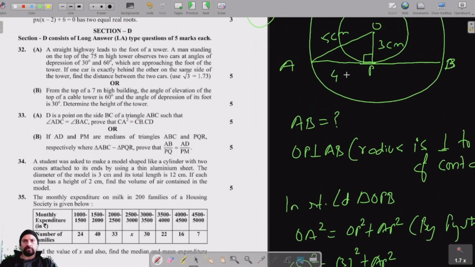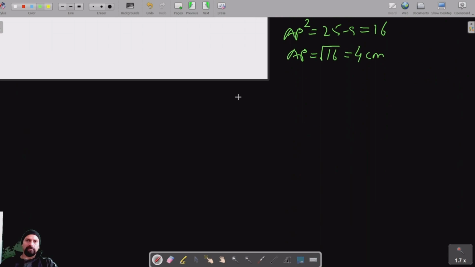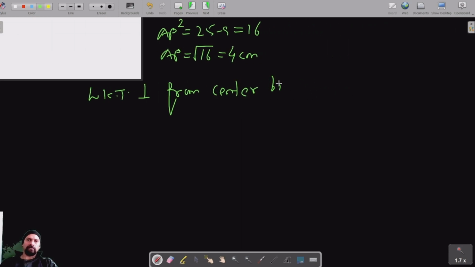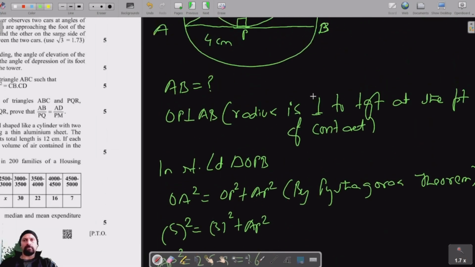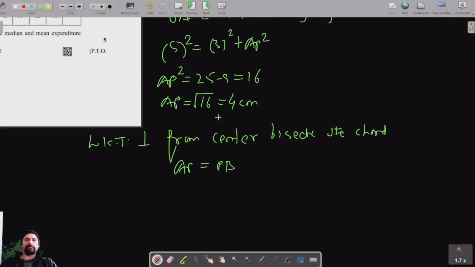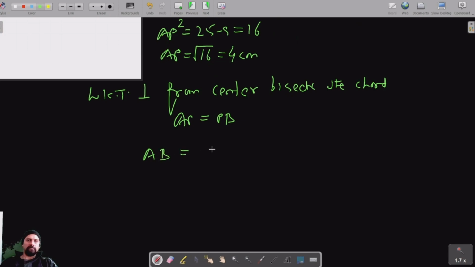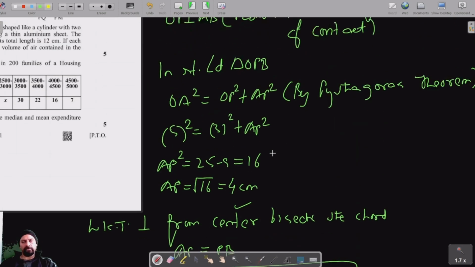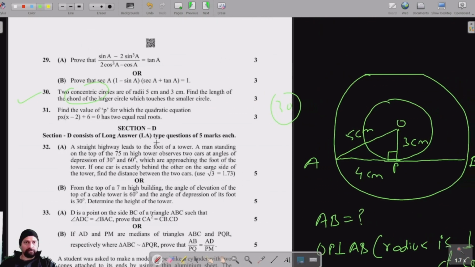So AP is 4 centimeter. Now we know that perpendicular from the center bisects the chord. So that means AB is equal to PB. So we can write it is 2 times AP, and AP is 4, so this is 2 into 4 is equal to 8 centimeter. So the length of the common chord of the circle is 8 centimeter, and this is also question number 30.